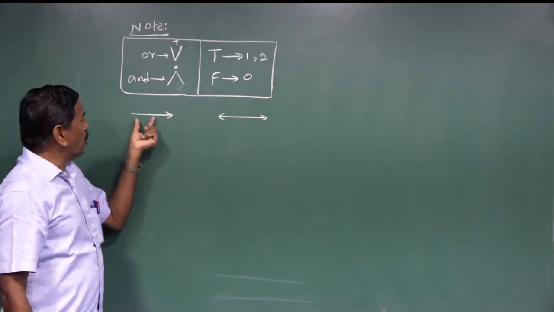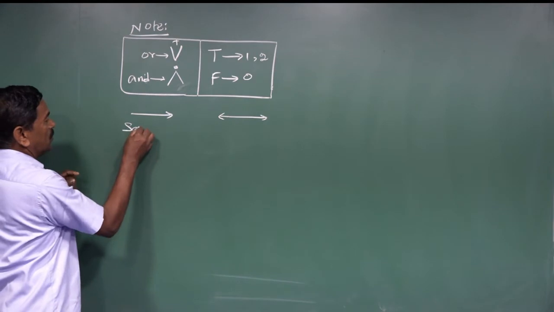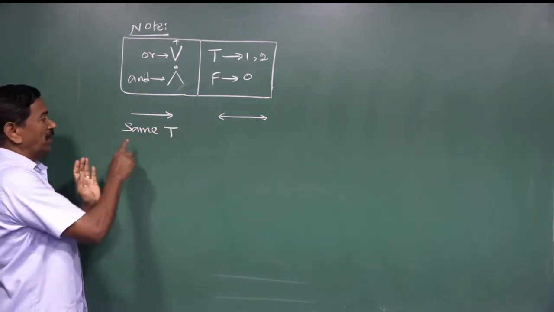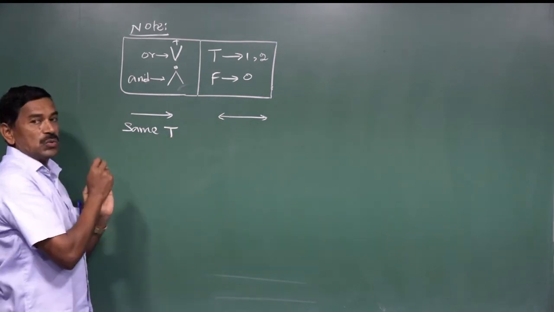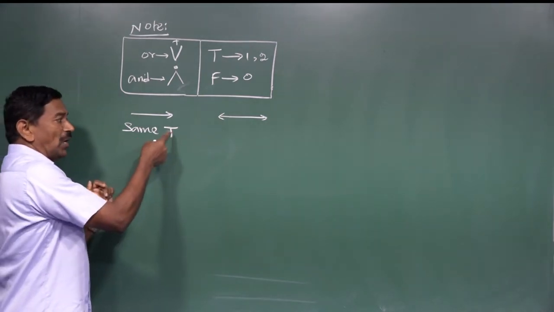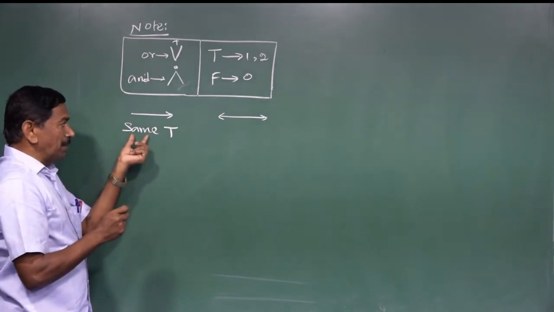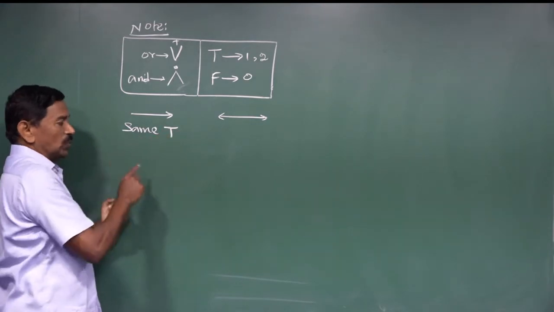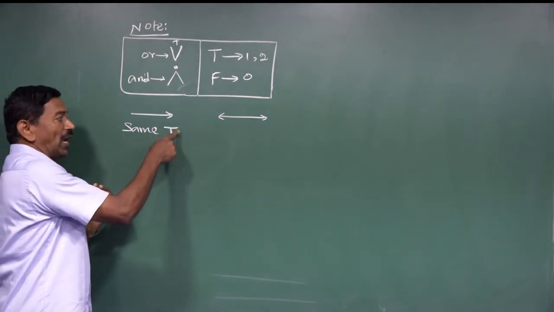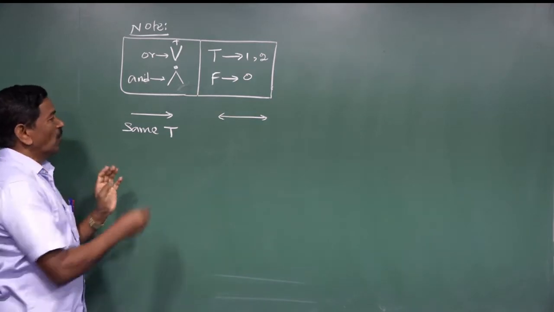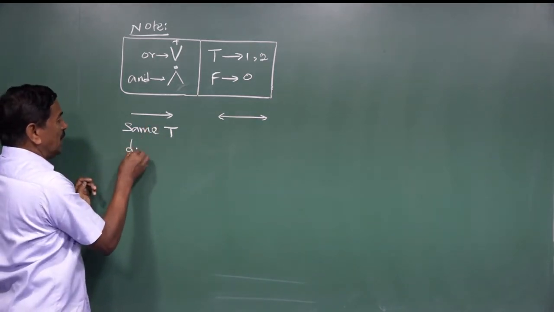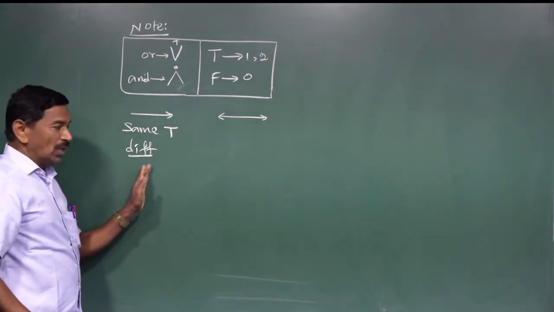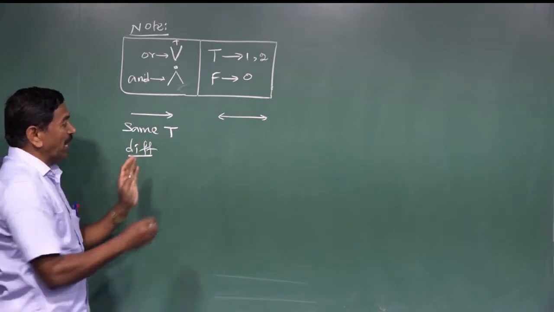For the one-sided arrow, same means true. Suppose in the truth table, true, true is the same, therefore the answer is true. False, false is the same, therefore the answer is true. If it is different, like true, false or false, true, then the answer is false.